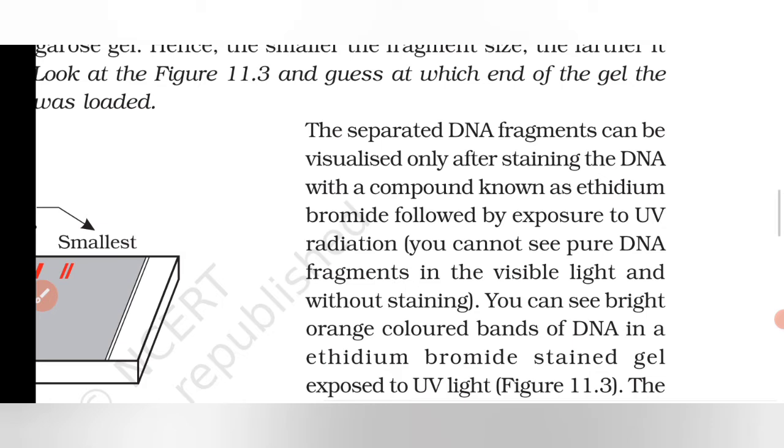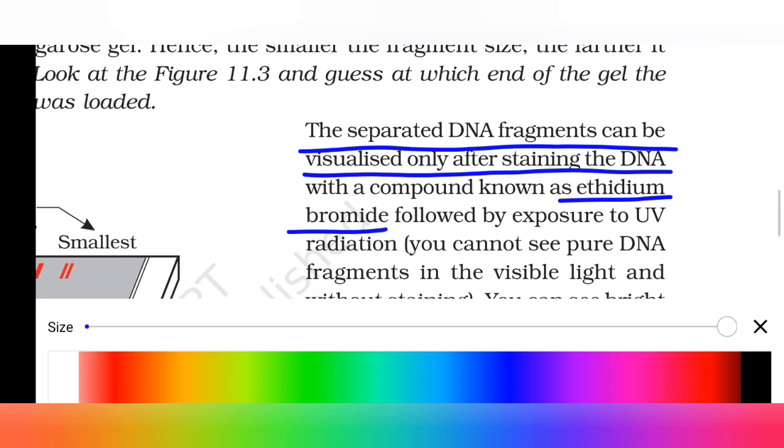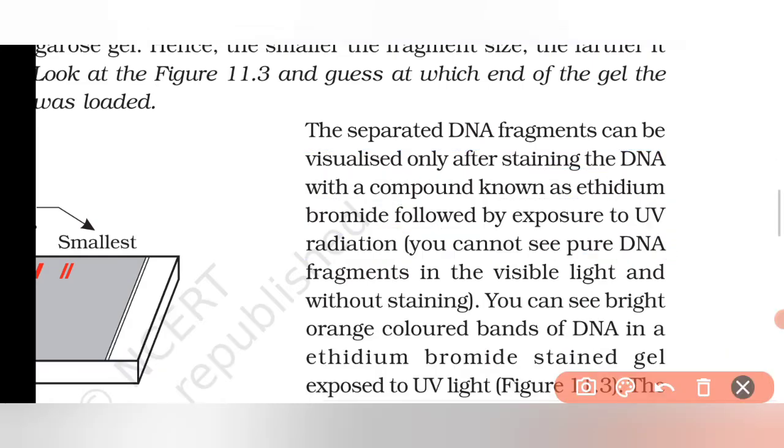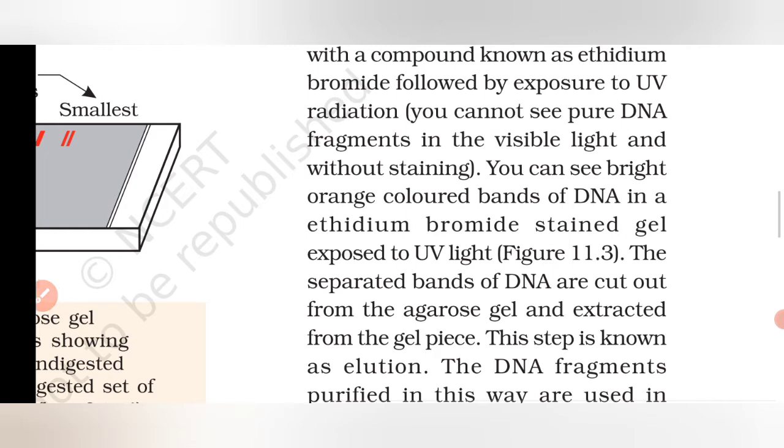The separated DNA fragments can be visualized only after staining the DNA with a compound known as ethidium bromide. Mark this. This was there in NEET. Ethidium bromide is a compound which is used to stain these DNA fragments. You can't see them with your naked eyes and in visible light. They have to be stained with ethidium bromide and then exposed to UV radiation. So you can see the bright orange colored bands after staining with ethidium bromide followed by exposure to the UV radiation.